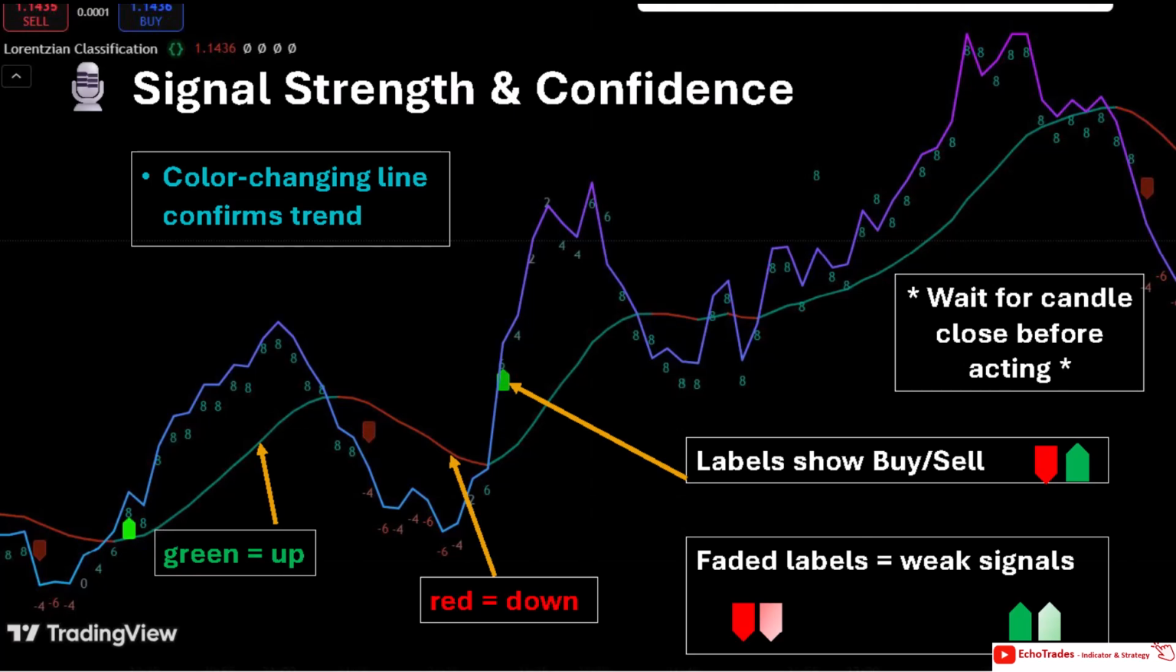Tell me about it. Also, pay close attention to the visual strength of those labels. Sometimes they look a bit faded. Yeah, I've noticed that sometimes. Right. If a label appears faint or darker than usual, it indicates lower model confidence. Maybe the pattern isn't super clear or the conviction is weaker. That suggests you might want to be a bit more cautious with that particular signal. Don't just blindly follow it.